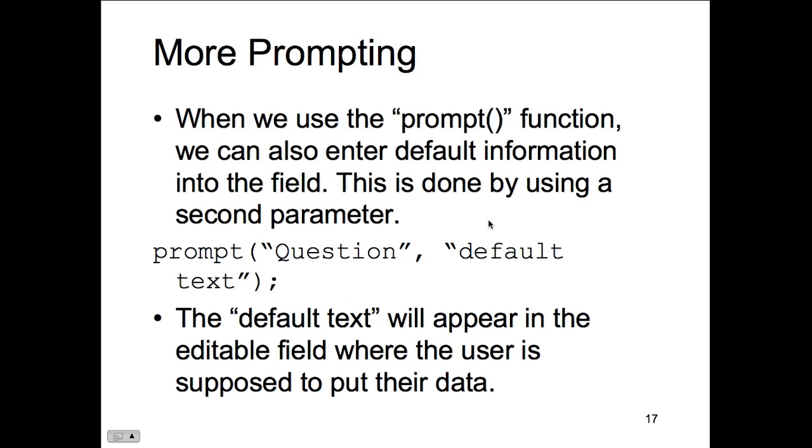More about prompting. What if we want to change the style of the prompt? We can do that. We can use the prompt function. We can also enter default information into the field. This is done by using the second parameter. So prompt question. It's going to print up a little prompt, a little question mark, then default text. So you're going to put in there, give me your name. And then you'll have a little box that says, put your name in there. The default text will appear in the editable field where the user is supposed to put their data in.